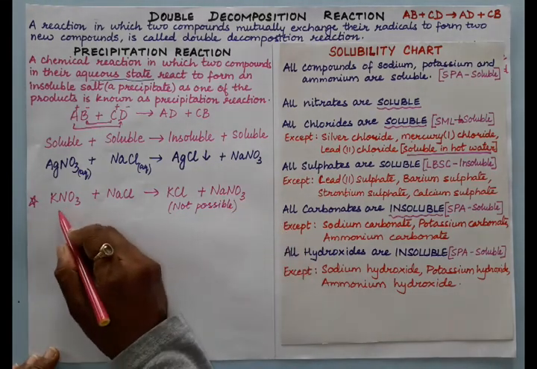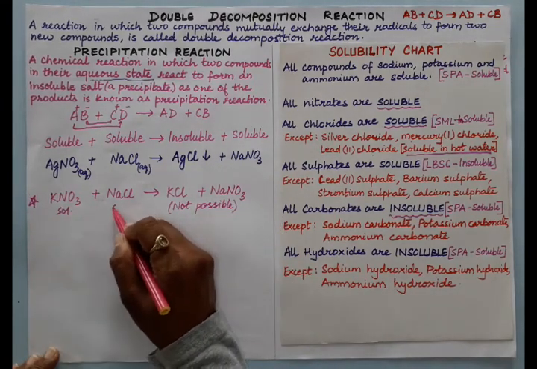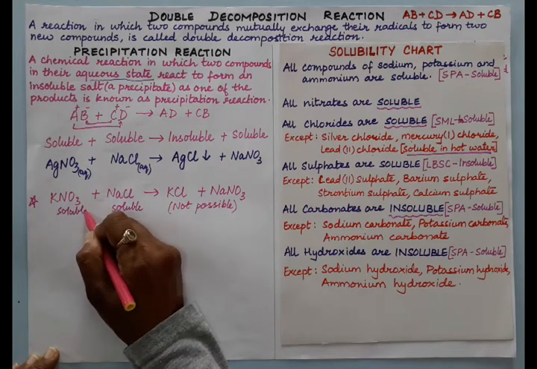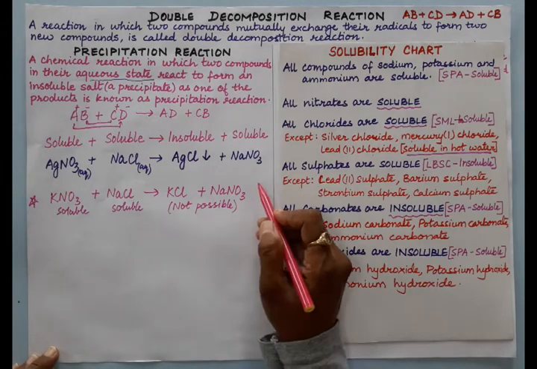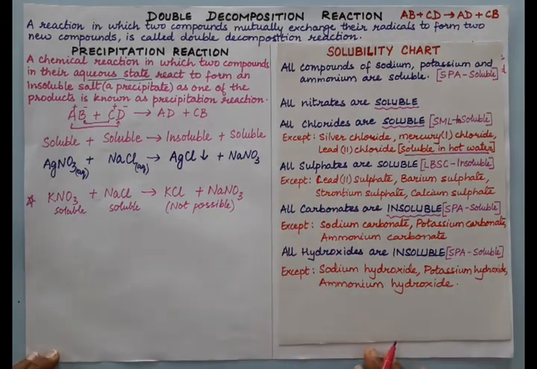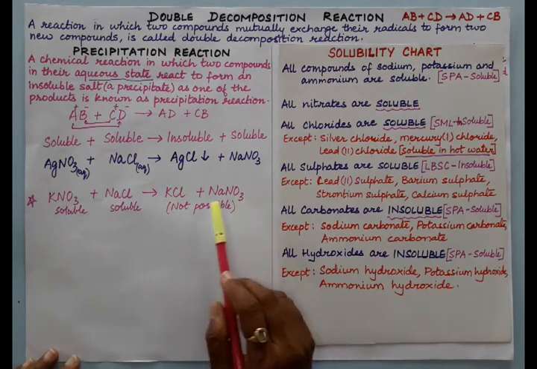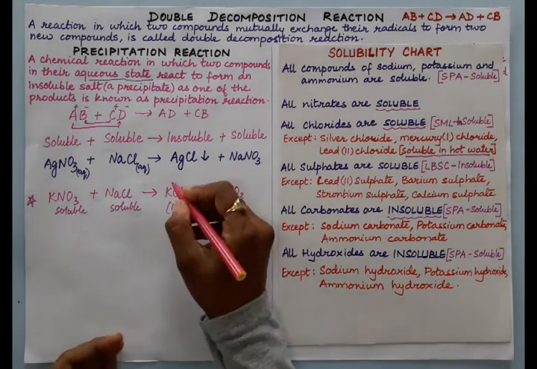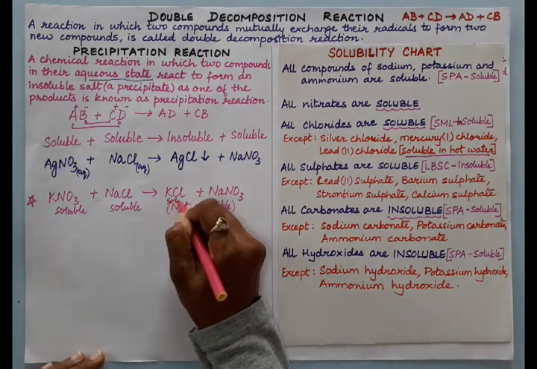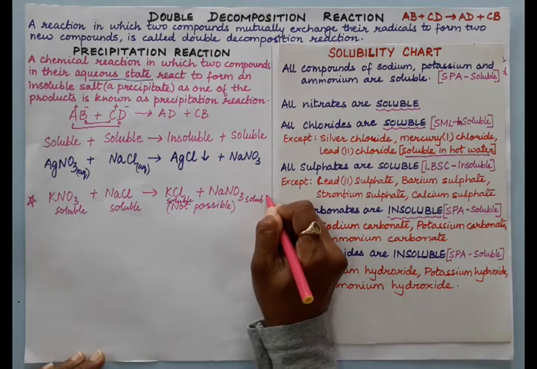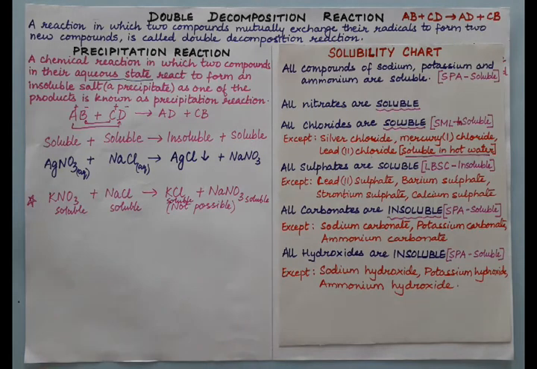Because see, this is soluble, this is also soluble, and both these products are also soluble. So if all four are soluble, it means you are not getting any product. These ions are also soluble in the water, so this is soluble and this is soluble. All four can't be soluble, which means both the products can't be soluble.